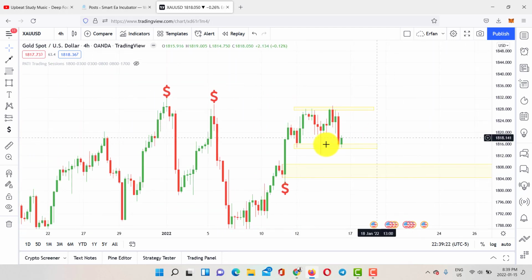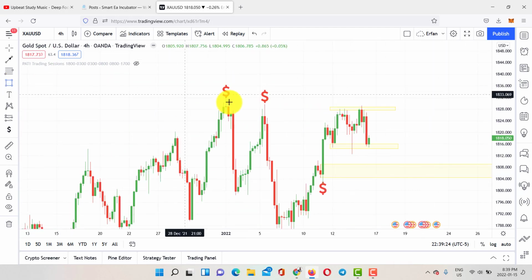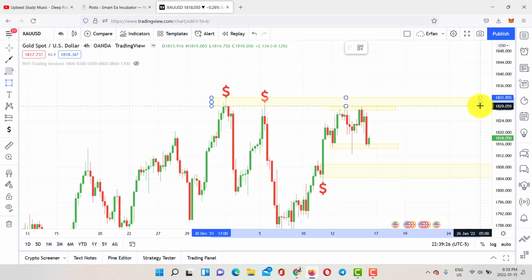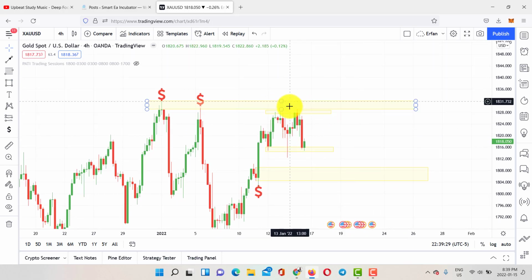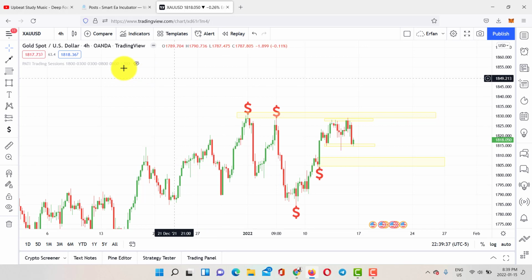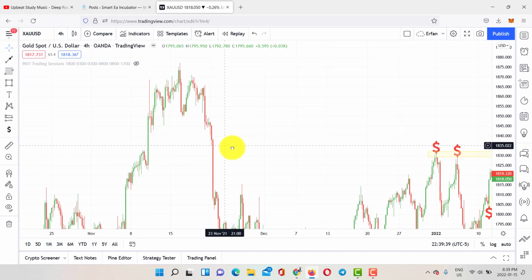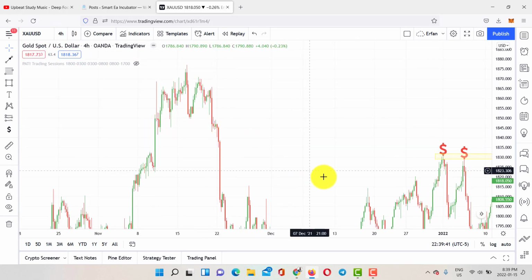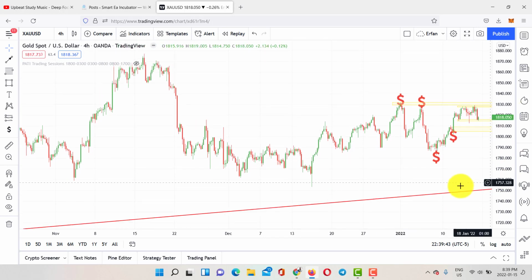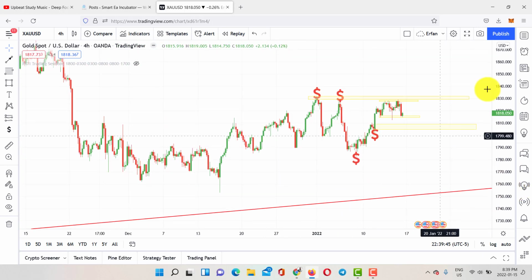I just drew some support and resistance levels. Even here we have some potential support and resistance levels that make it stronger, to prevent the price from going higher than that. But let's see what happens. There's so many fundamental news coming up, so much manipulation probably, I don't know how to name it. So many things might happen for gold.